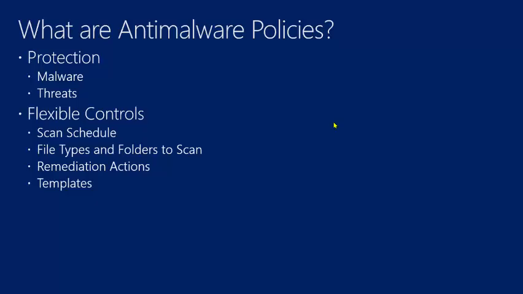Very flexible controls in these policies in terms of scan schedules, in terms of file types and folders that you want to scan or avoid, in terms of remediation actions, in terms of templates. This one's interesting, so I'll take a brief tangent here. In the Configuration Manager controls for building anti-malware policies, there are 4, I think, maybe 5, I can't remember. We'll see in a minute.